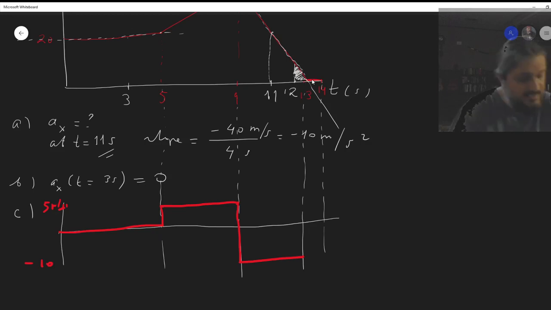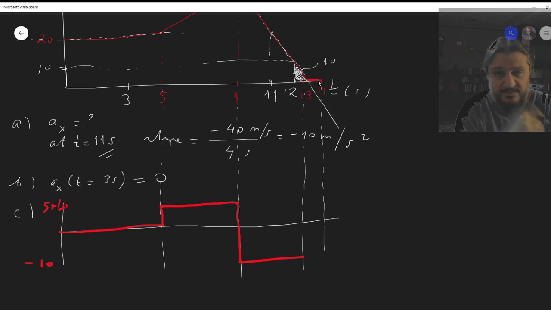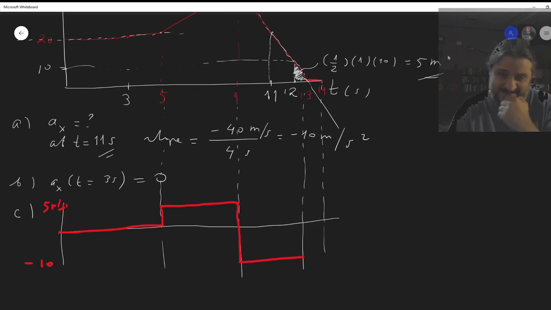So, if you look carefully in the picture, that point corresponds to 10, alright? So that little area here, remember between 13 and 14 it's not moving at all. So whatever happens between 12 and 13, that's what we're after. Just find the area of that triangle, okay? So 1/2 times base, which is 1, times height, which is 10, 5 meters. Okay, 5 meters.